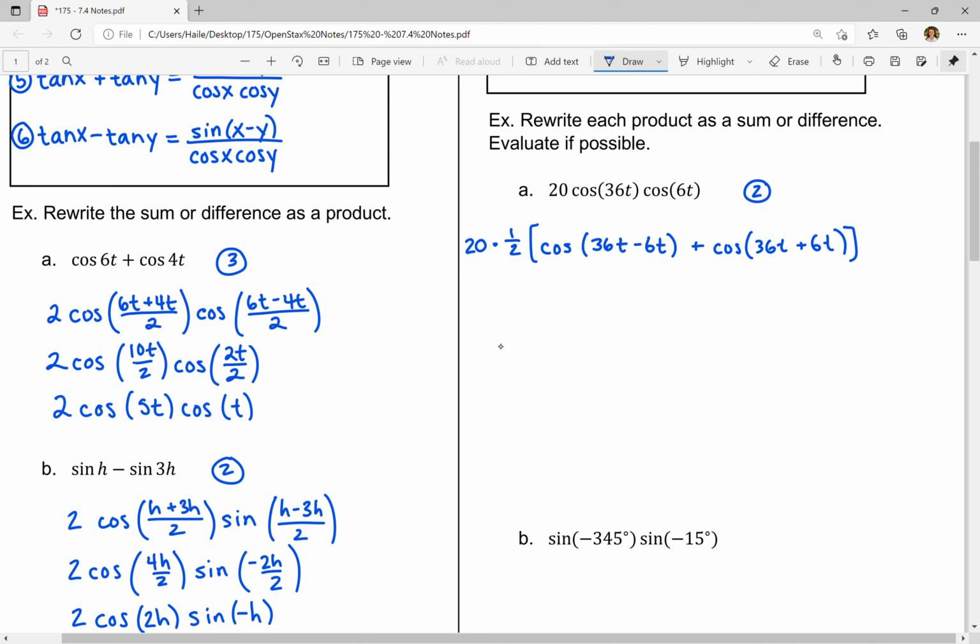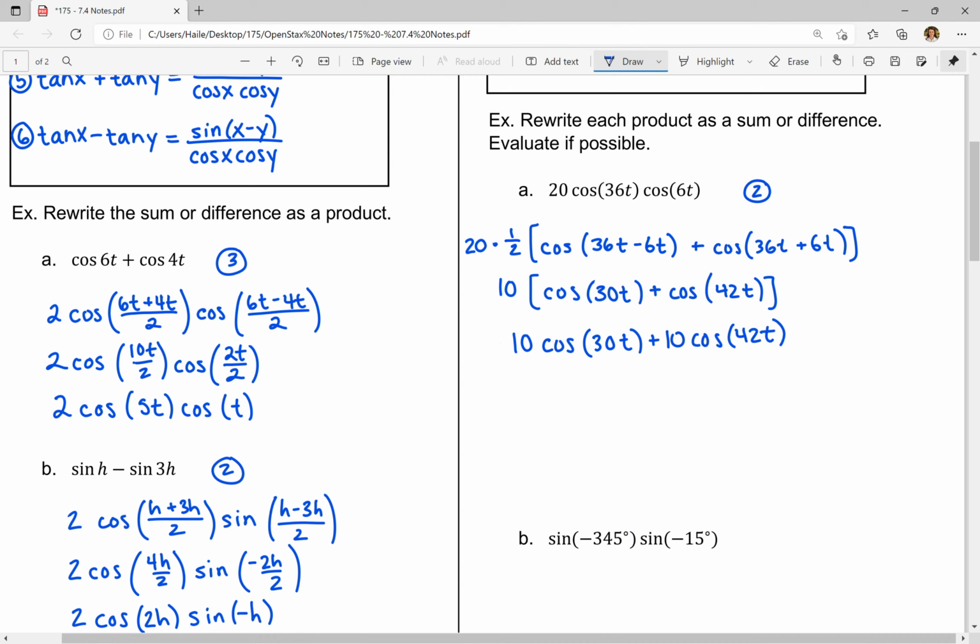First of all, 20 times 1/2 gives me 10 on the outside of the bracket. Then if I simplify each of the sum and difference of the angles, we get cosine of 30t, so 36 minus 6 is 30. And in the other angle, we get cosine of 36 plus 6, which is 42t. That's as simple as we can go, unless you want to distribute the 10, so we could do that. So we could say this is 10 times cosine of 30t plus 10 cosine of 42t.